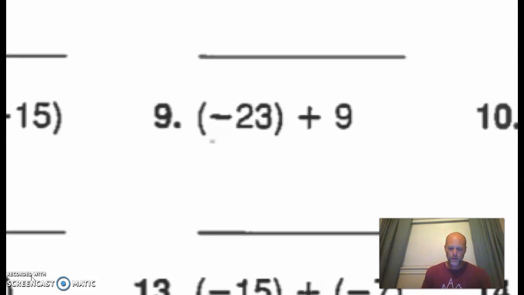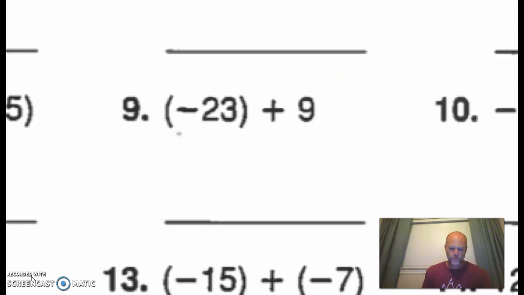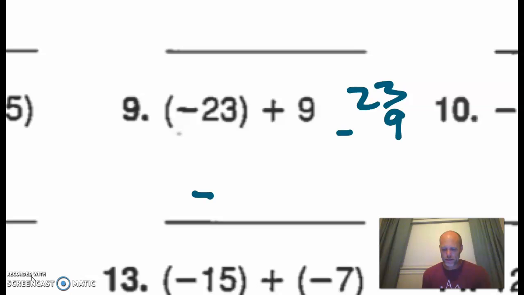Okay, so number 9, what do you have more of? Do you have more negatives or more positives? You have more negatives, right? So that means your answer is going to be negative. How many more of those do you have? So this is where it can get a little weird. How many more? What operation does that sound like? It sounds kind of like subtraction, doesn't it?